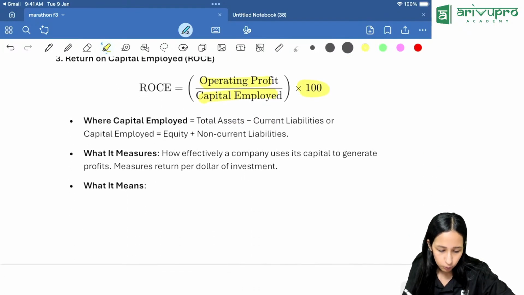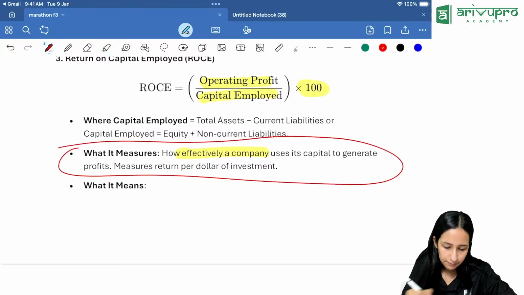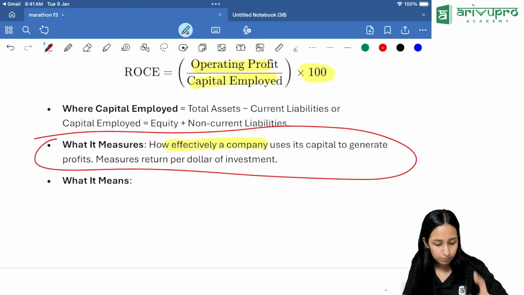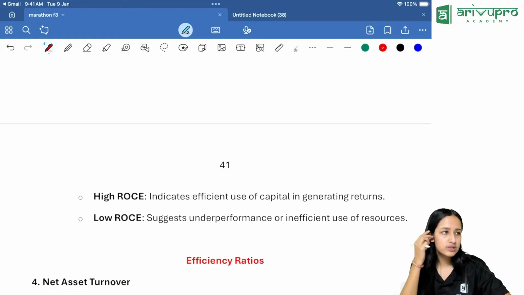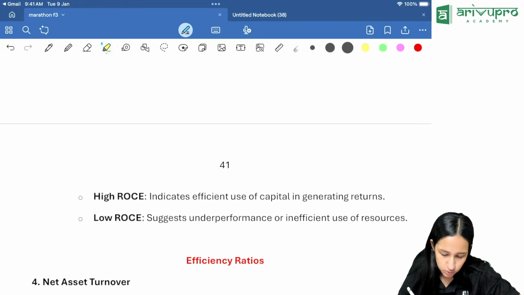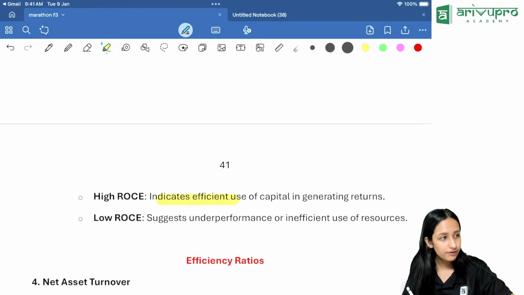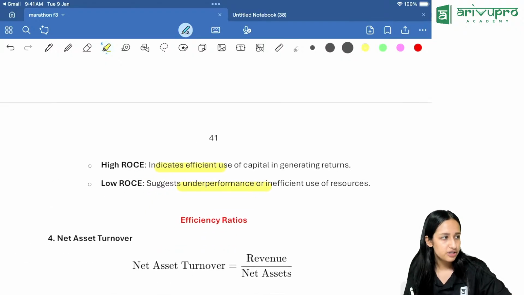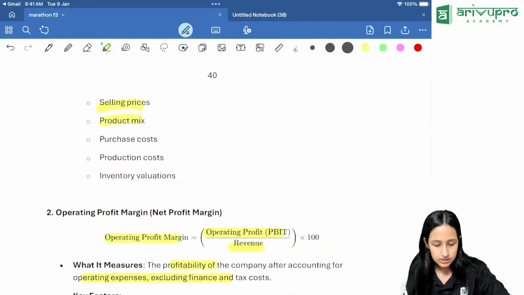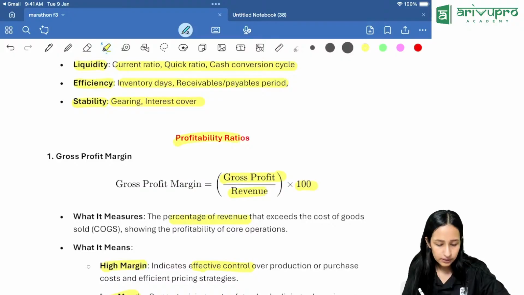What does it measure? How effectively, this is important, how effectively a company uses its capital to generate profits. We're just skimming through this. We cannot do much about ratios other than by hearting the ratios, and then just understand what high and low means. High ROC means what? Efficient use of capital. Low ROC is underperformance or inefficient use of capital. So this is what we'll be dealing with in profitability ratios.